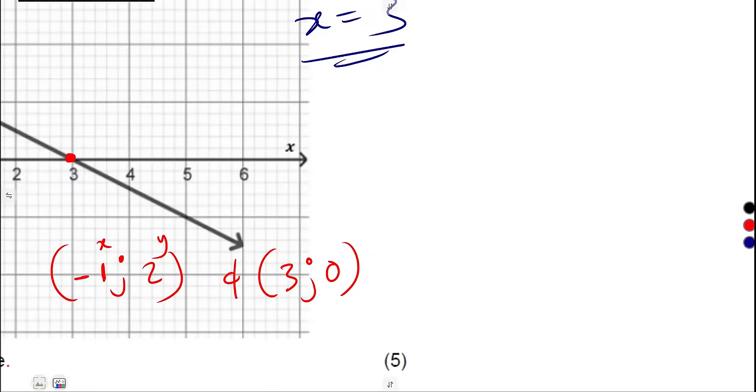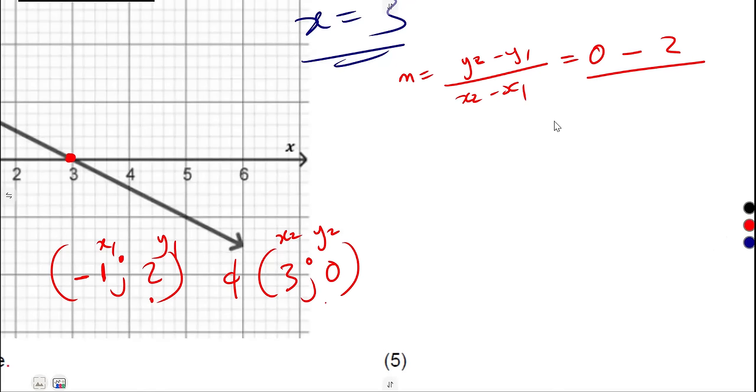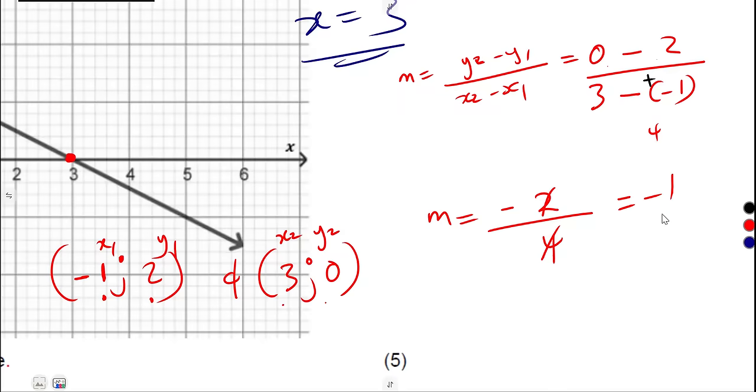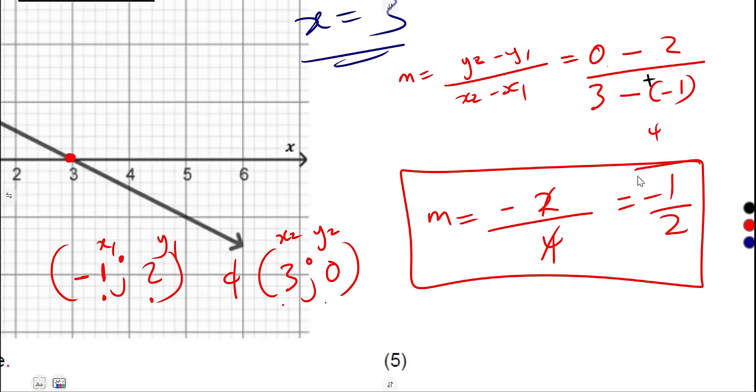First, gradient. You can say this is x1, y1, x2, y2. So first we're going to need the gradient: y2 minus y1 over x2 minus x1. That's 0 as y2, minus 2, over x2, which is 3, minus our x1, which is minus 1. So at the end, our m is 0 minus 2, which is minus 2, over: a minus and a minus gives us a plus, so 3 plus 1, that's 4. Reduce this one, and it gives us minus 1 over 2 as our gradient.